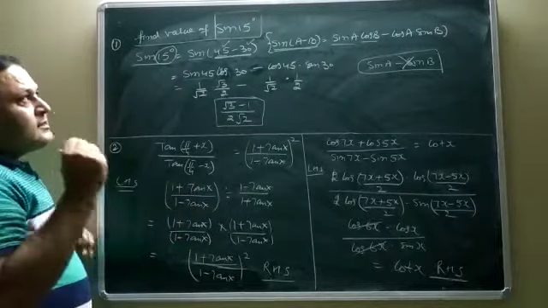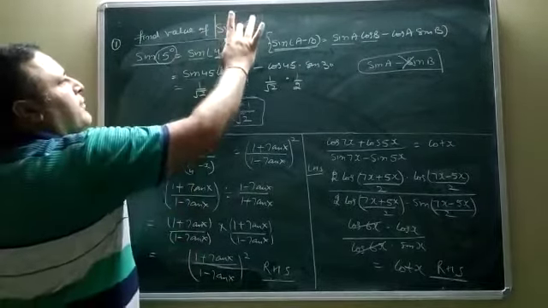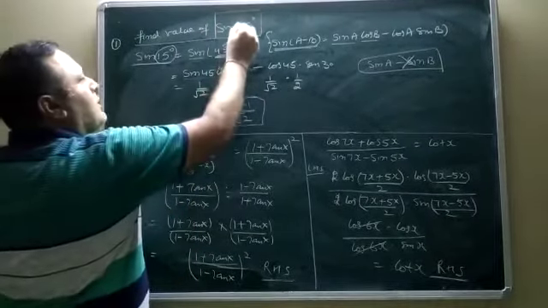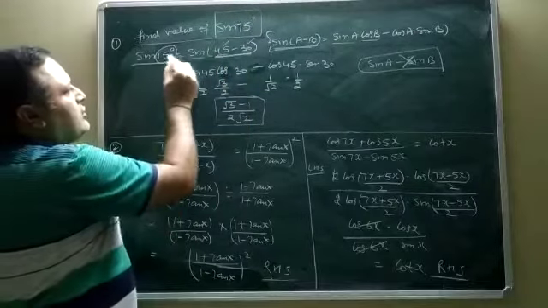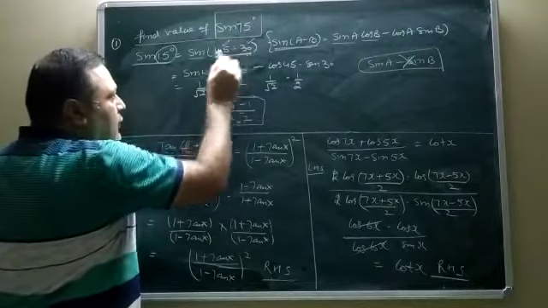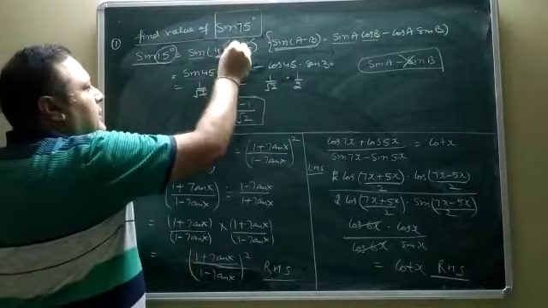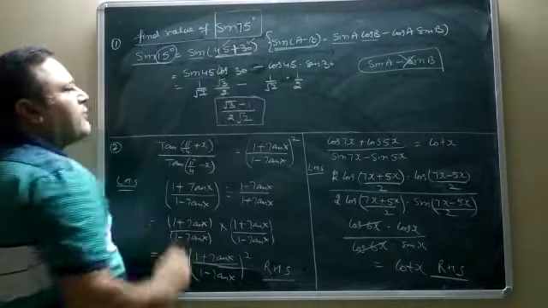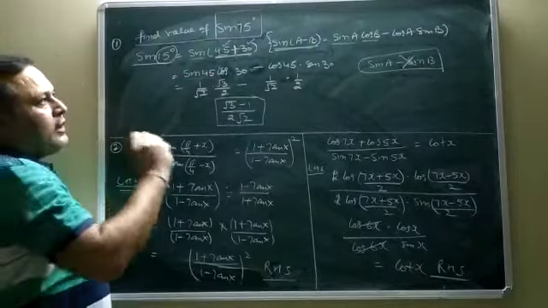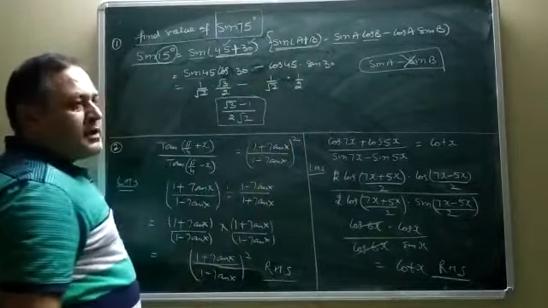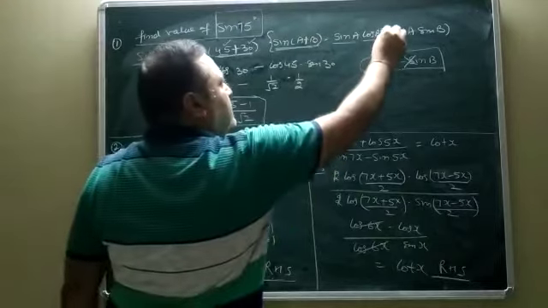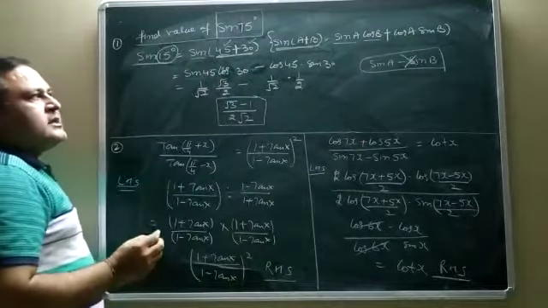Now I just give a small change. In place of 15, if we ask to find the value of sine 75 degree, then what is the change? The only change is that it becomes 45 plus 30 degree. Only one change in the formula. In place of A minus B, it will become A plus B, and the formula for A plus B is this one. Only a change in the symbol.